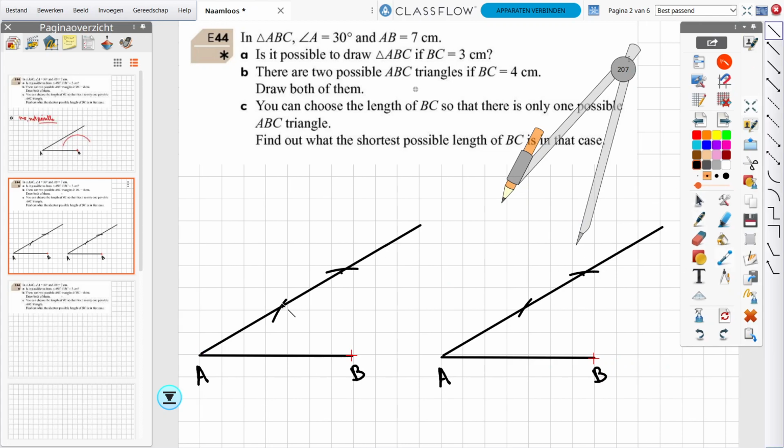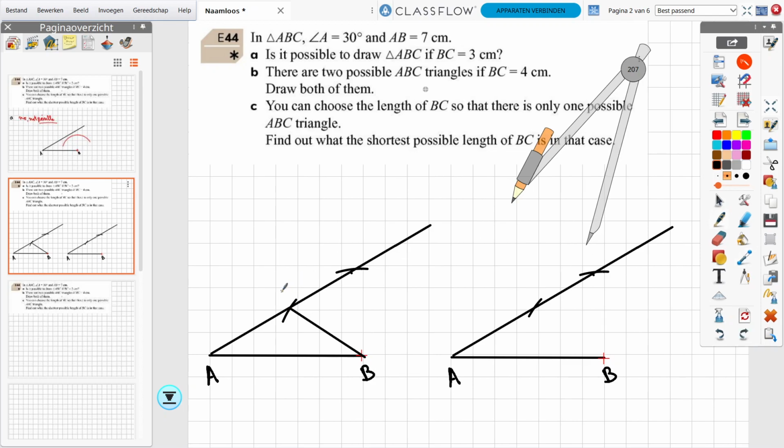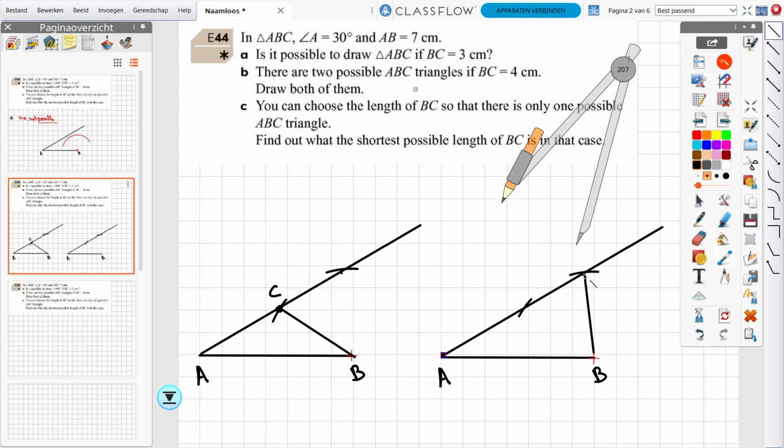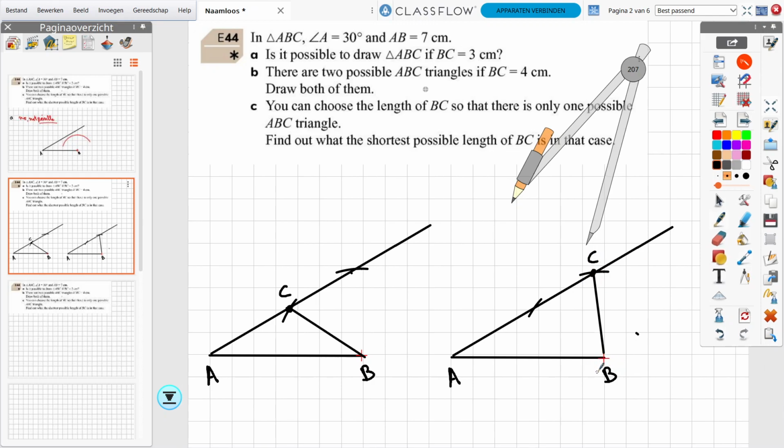The first one, I would connect them like this, right? Like that. And that means that then triangle ABC would look like this. And for the other one, I would connect them like that. And then the triangle ABC would be like this. Okay. Both have AB is 7 centimeters, angle A is 30 degrees, and BC is 4 centimeters, either that way or that way.